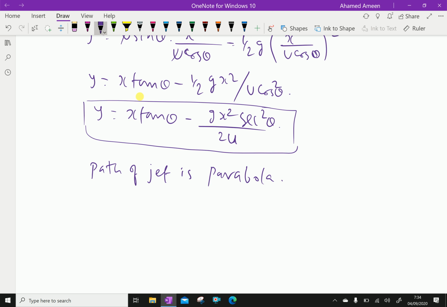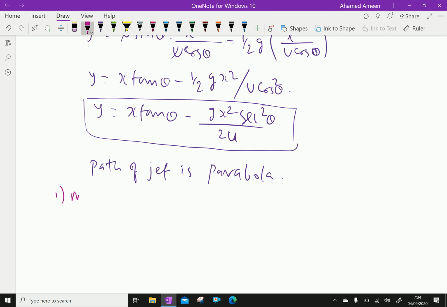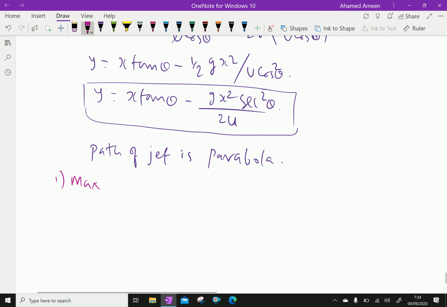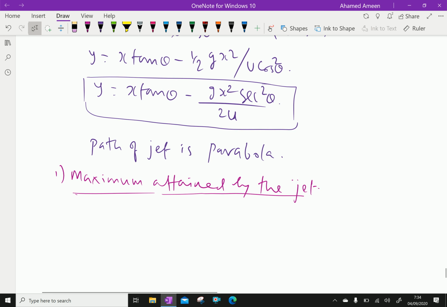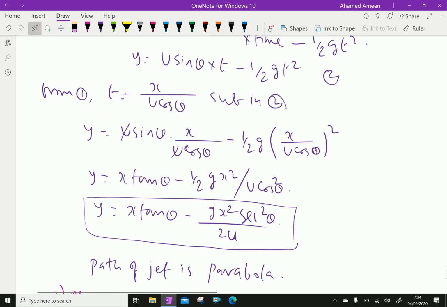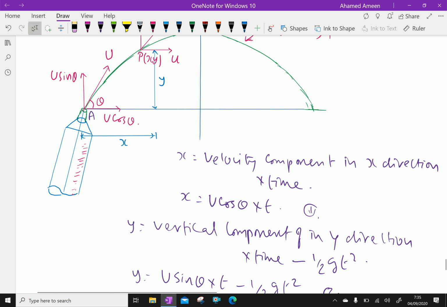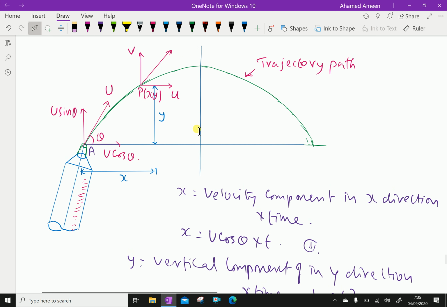Now let us find some results. First one, the maximum height attained by the jet. Here, this is the maximum height attained by the jet.